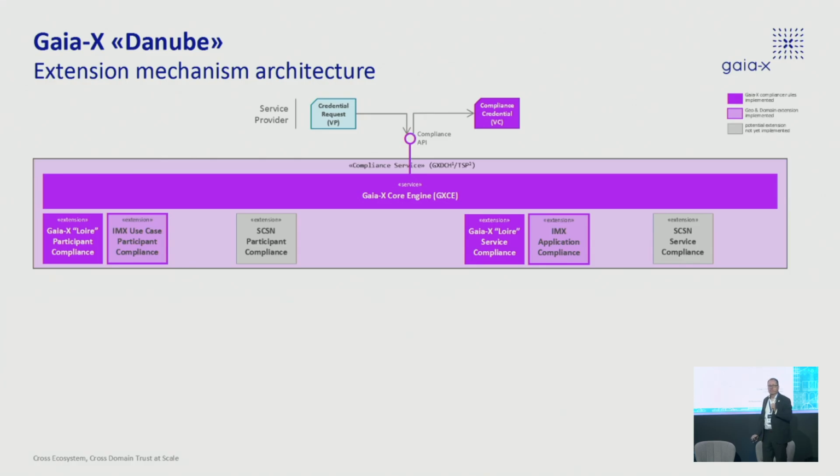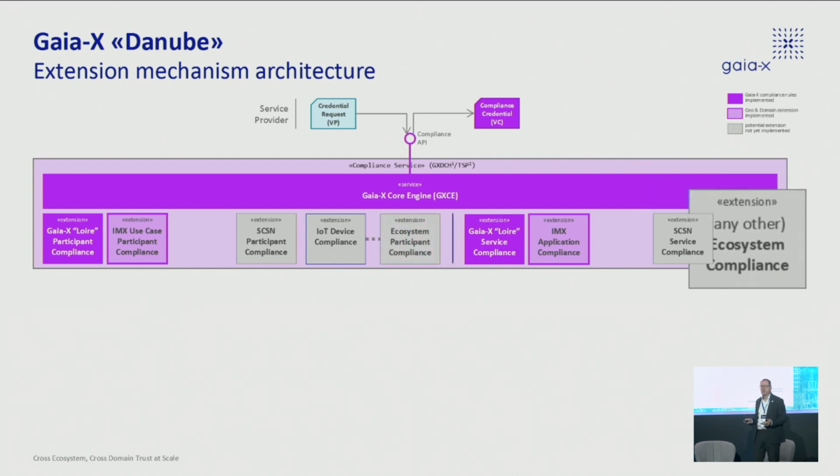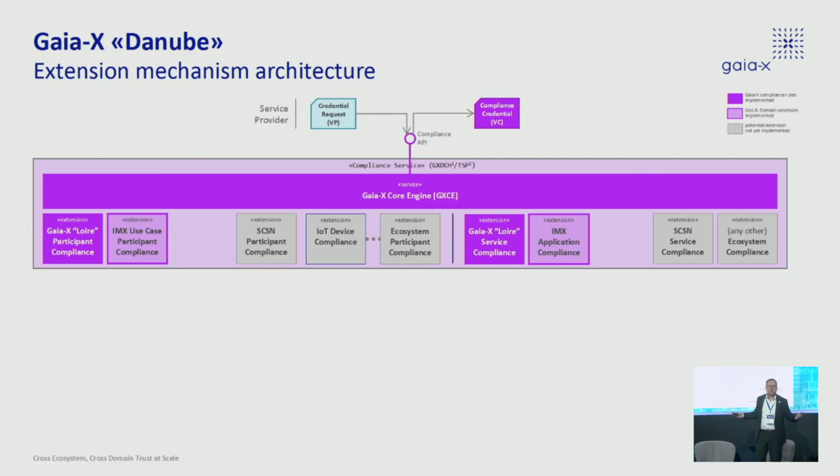And of course, ecosystems could invent, specify and implement IoT device compliance or any other ecosystem participant compliance. For instance, for Catena-X, we could easily, with the domain extension, create a Catena-X compliant credential, because it's just adding the BPN, the business partner number, in the ontology. And it takes us, I don't know, 5 hours to implement that.